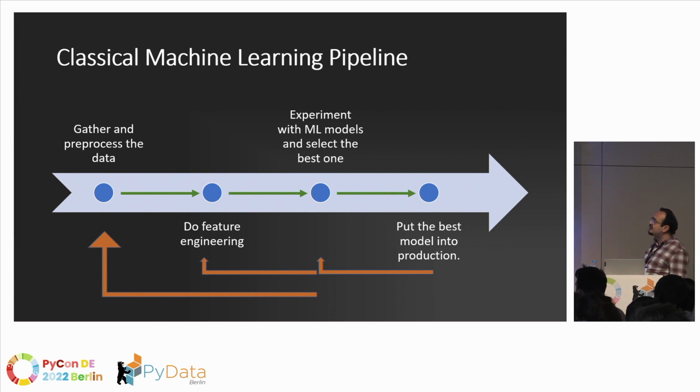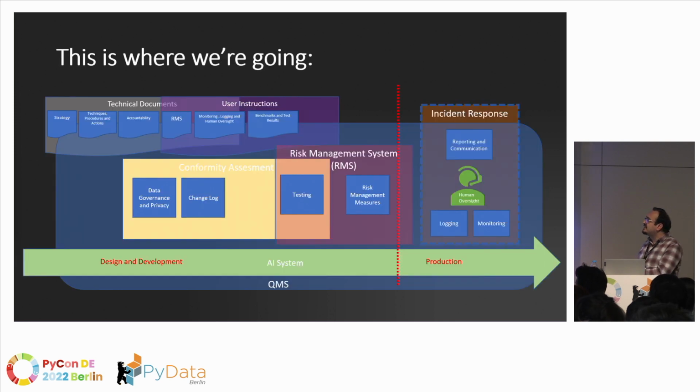This is the classical machine learning pipeline. We gather the data, do some data wrangling, data cleaning, data transformation. Then we come up with some features and train some models on our train set. Using the test set, we find out which model performs best. We also look at generalization by looking at the difference between the train set and test set. So this is roughly the classical machine learning pipeline. But this is where we are going.